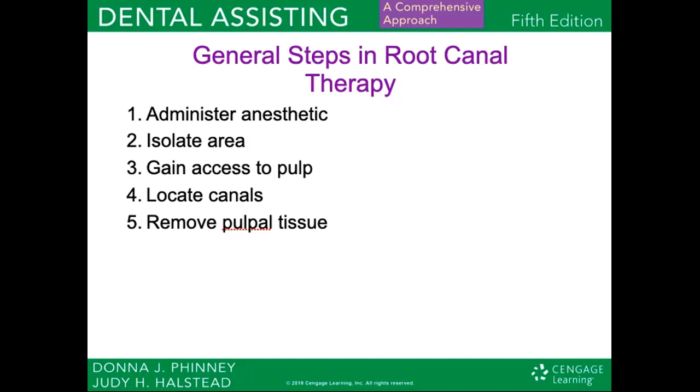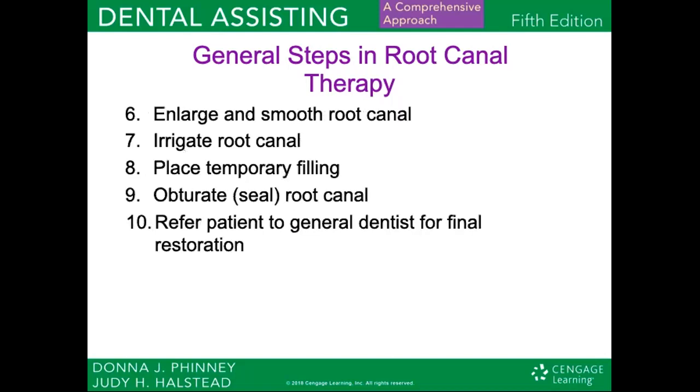3 is to gain access to the pulp. 4 is to locate the canals, and 5 is to remove all of the pulpal tissue. Step 6 is to enlarge and smooth the root canal once all of the pulpal tissue is gone. The root canal is then irrigated multiple times to clean out and sterilize any debris that's still in the root canal. Step 9 is to obturate and seal the root canal. And step 10 is to refer the patient to the general dentist for the final restoration.